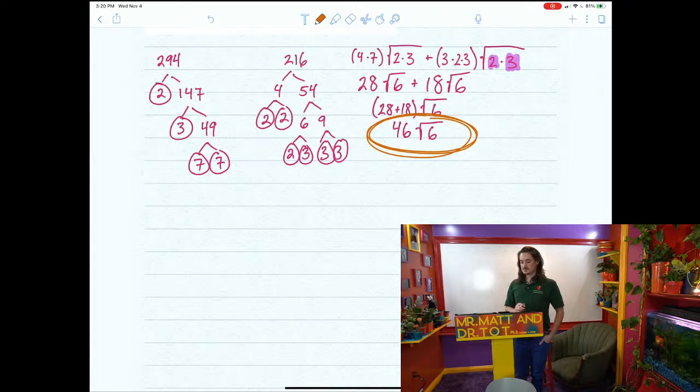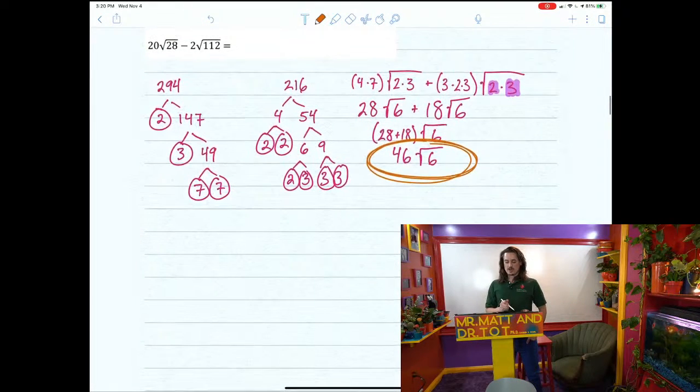If you have any questions, then please let me know. Otherwise, I'm going to leave that work up and I'm going to give you 3 minutes. I'd like you to look at that problem in the upper left-hand corner. It's 20 times the square root of 28 minus 2 times the square root of 112. So I'd like you to find common radicants, then do the operation, do the subtraction, and make sure your answer is in simplified terms. I'll keep track of the time in the upper right-hand corner, but I'll give you 3 minutes and then I'll start solving the problem.